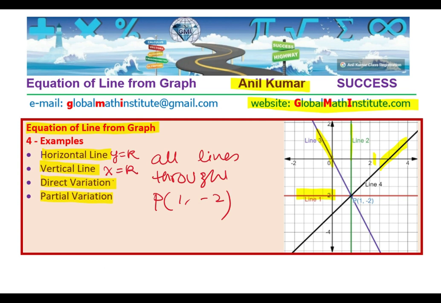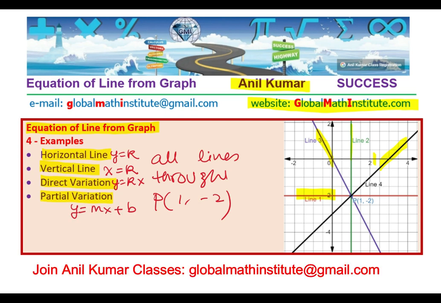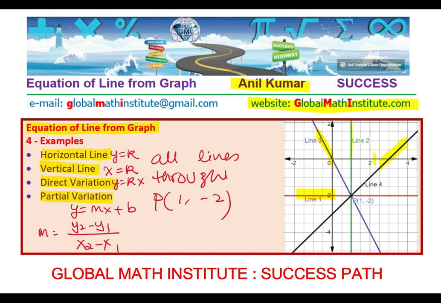In direct variation, we have y equals some constant times x, where the constant is the slope, and a partial variation is a general line which is written in the form y equals mx plus b, where we need to find the slope, right? Using m equals y2 minus y1 over x2 minus x1. So I hope this concept is absolutely clear. So with that, we come to an end of this video.